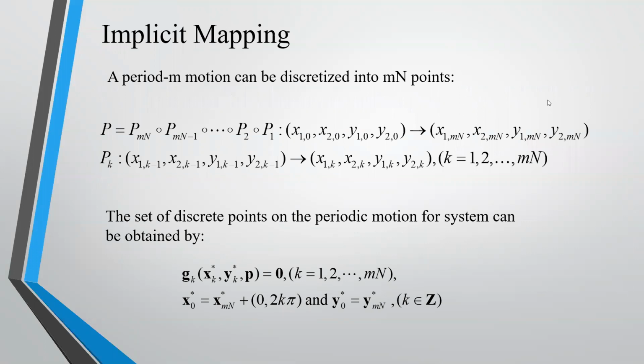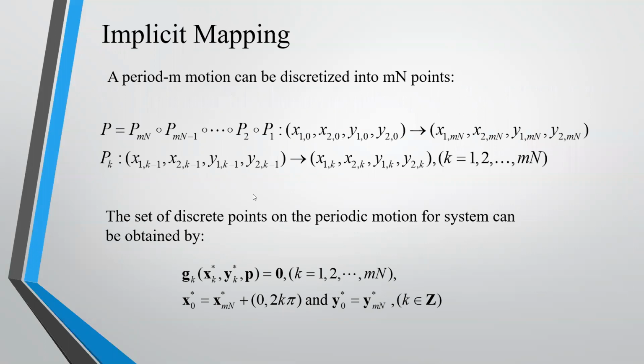And here we use an implicit mapping method for this system. An implicit mapping is built here. We consider a pure P-m motion. We discretize it into mn points from the mapping P. The mapping P has mn parts from P1 to Pmn. For each step, Pk is from the k-1 term to the k term. So this is each step of the mapping.